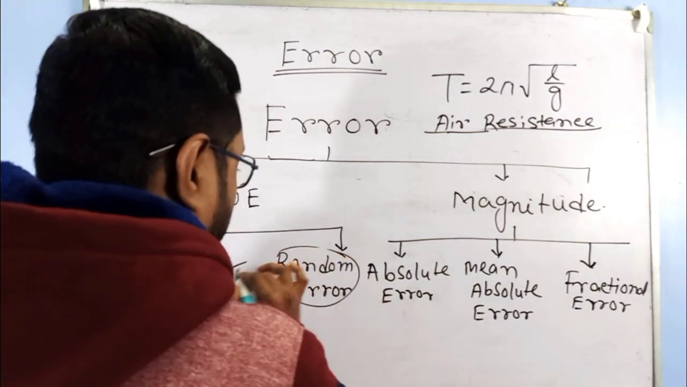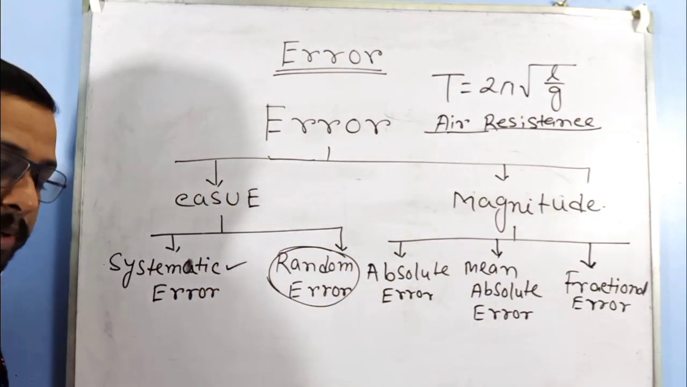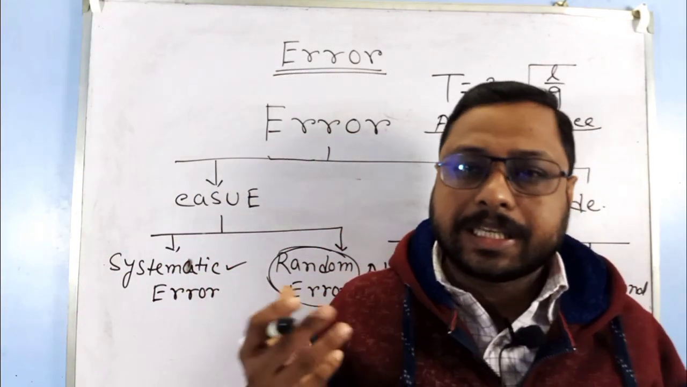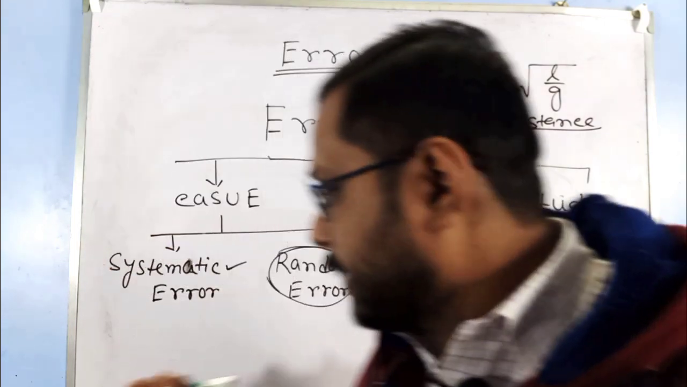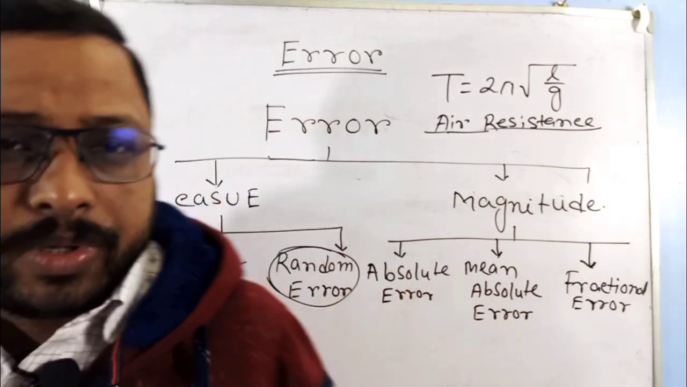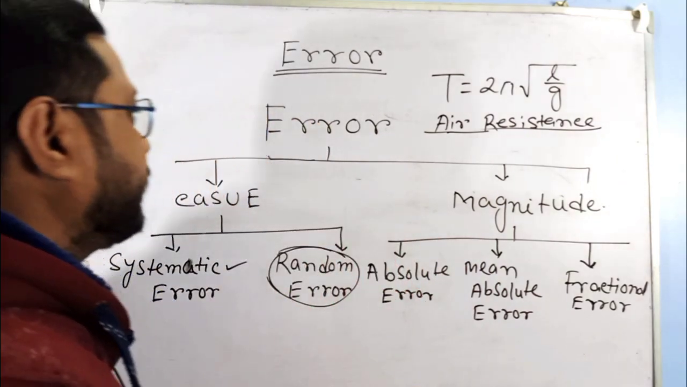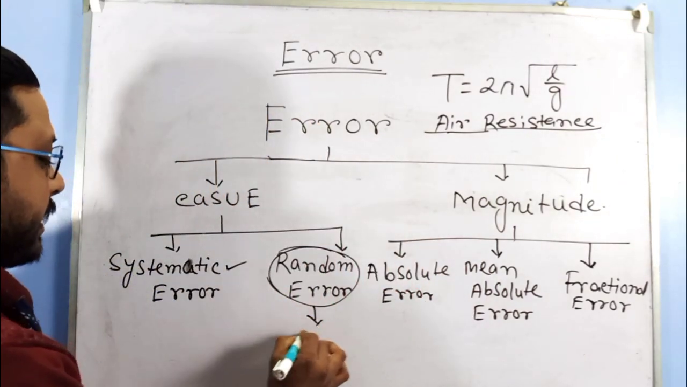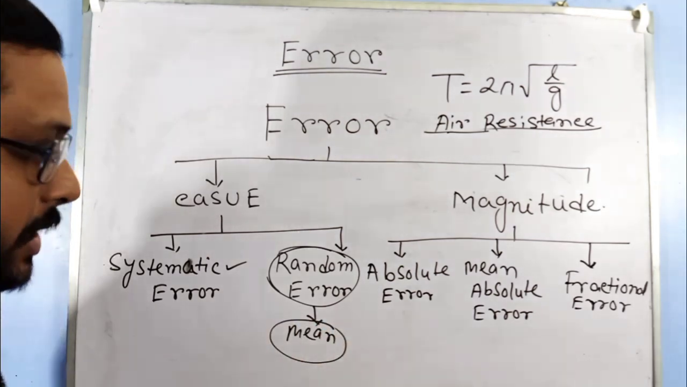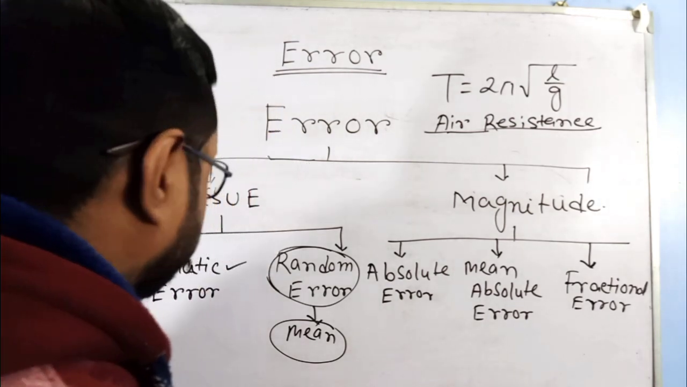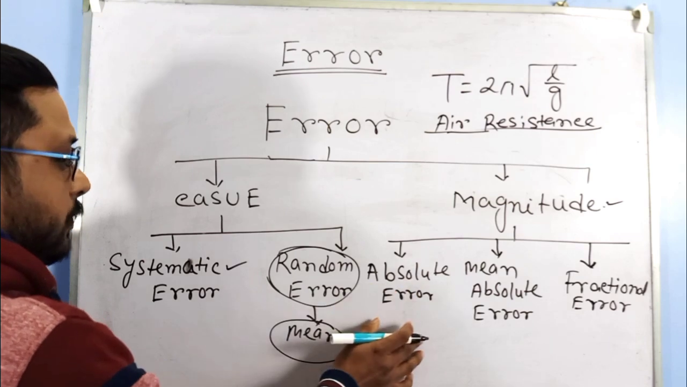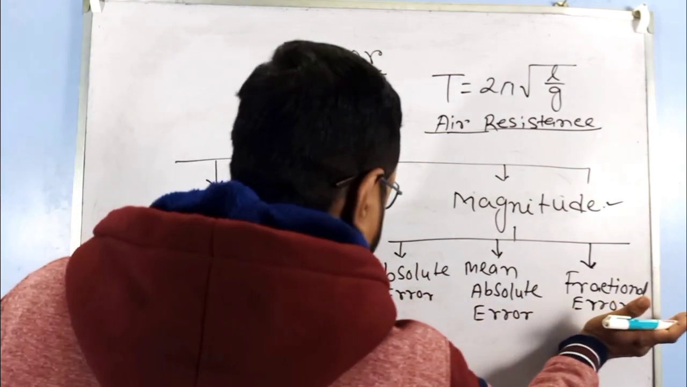Random error, we don't remove random error because its cause is unknown to us. हमको पता ही नहीं चलता कि किसकी वजह से ये एरर हुआ है, तो उसको कहते हैं रैंडम एरर. For random error we can measure the value repeatedly and take the mean or average value of the quantity. And the magnitude of error is absolute error, mean absolute error and fractional error.